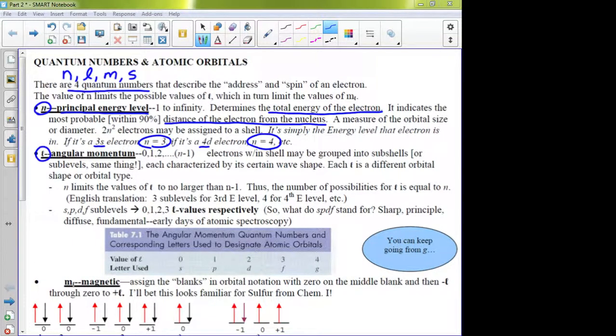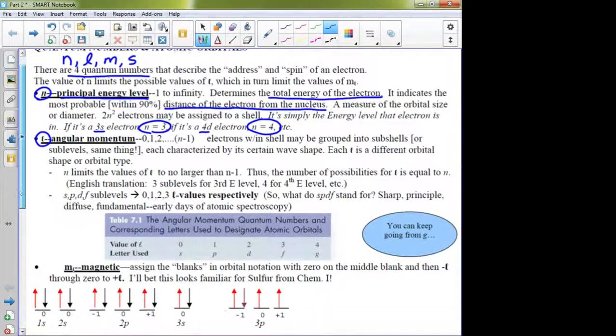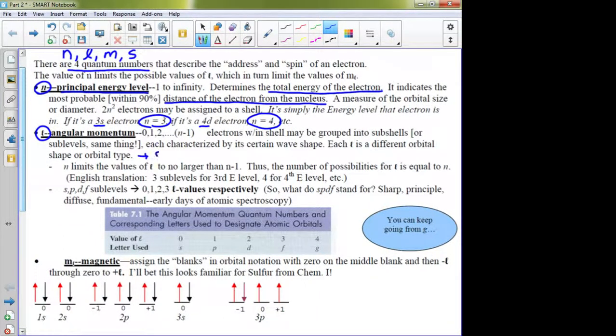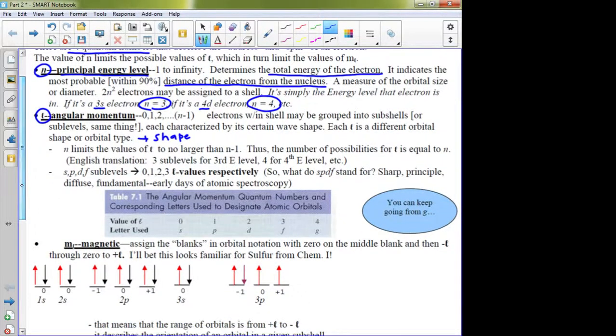All right, L is called the angular momentum number, okay? Angular momentum. Now, I like to think of L as more of the shape, okay? L lets me know the shape of the orbital that the electron is in, okay? If it's in an S orbital, that means it is a sphere. Okay, and that also means that L is assigned the number 0. So that's in your chart right there. If it's an S, then L is equal to 0.